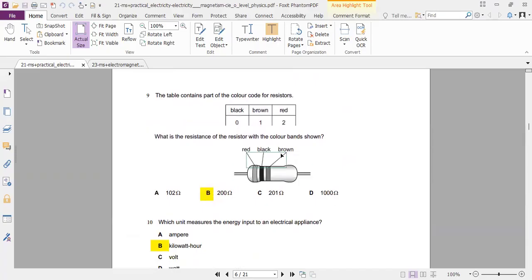We have color coding, and we want to use this to calculate the resistance. Again, we have the first two as the numbers. So red means 2, black means 0. So 20 multiply 10 power red is again 2. 10 power 2 means 100. So 20 multiply 100 gives you 2000. Sorry, it is brown. The third one is not red, it is brown. 10 power 1 is 10. 20 times 10 gives you 200.